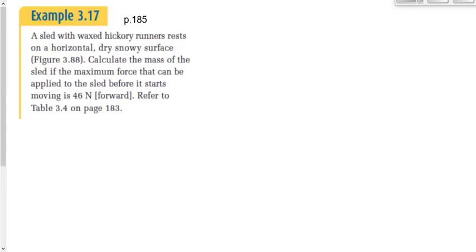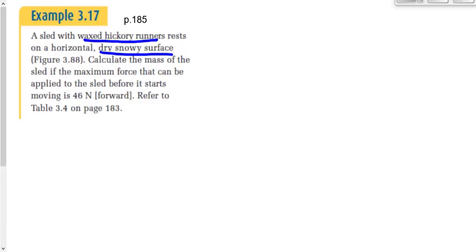Okay. Let's take a look at an example from chapter 3 in the textbook, page 185. It says a sled with waxed hickory runners rests on a horizontal, dry, snowy surface. Waxed hickory runners, dry, snowy surface. Calculate the mass of the sled if the maximum force that can be applied before it starts moving is 46 newtons. What are they giving me there? 46 newtons. The maximum force that I can apply before it begins to move.